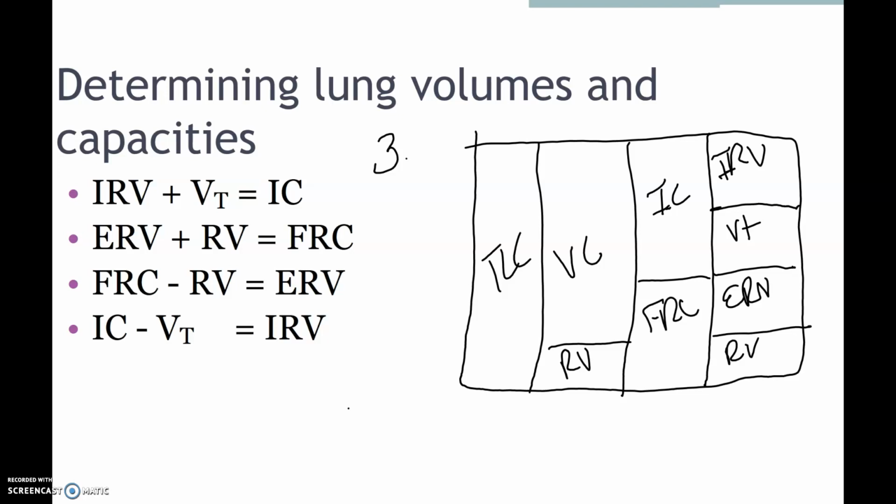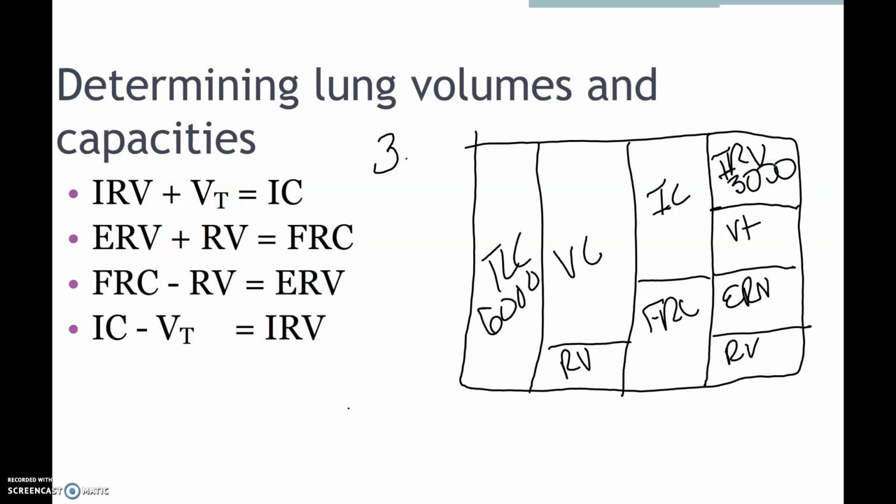Okay, number 3 on the practice exercises on page 132. Again, go ahead and draw your blank PFT box and fill in the values that are given to you. The first one is total lung capacity is 6,000 milliliters, so we can write 6,000 in the total lung capacity box. IRV is 3,000, so we can put the 3,000 milliliters in our IRV box.